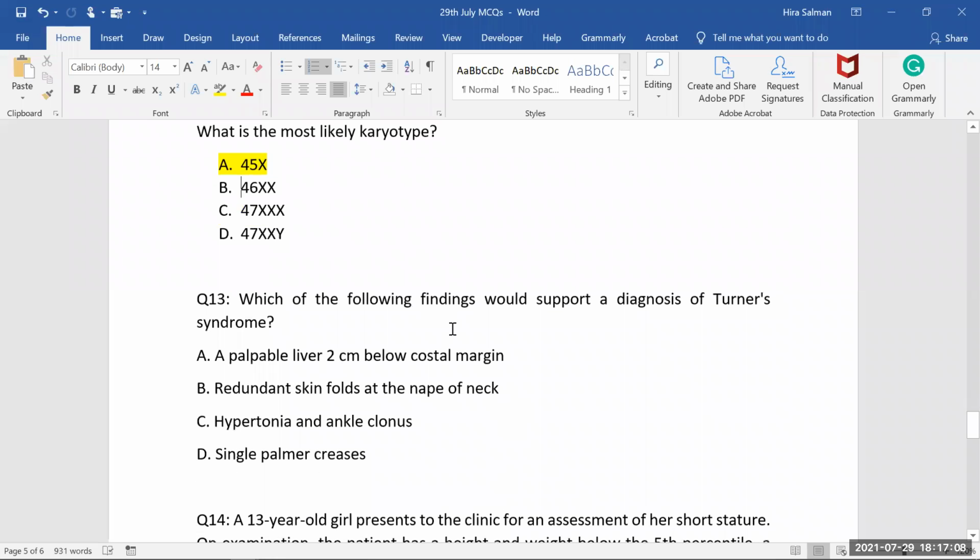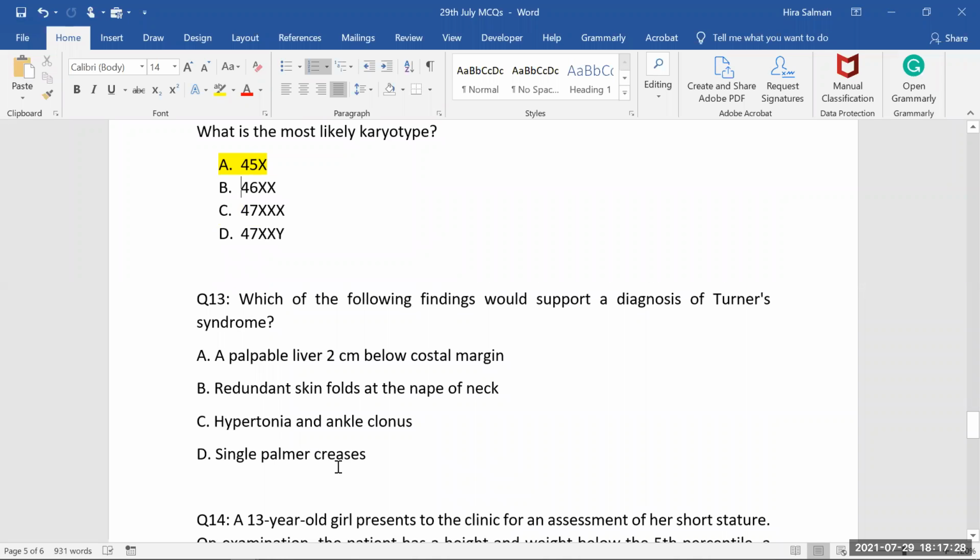Simple question. Which of the following findings would support a diagnosis of Turner? What do you think? Which of the following would say that this is a Turner baby? A palpable liver 2 centimeters below, or redundant skin folds at the nape of the neck? That is called webbed neck. That is the feature. Hypertonia and ankle clonus, it's nothing like that.